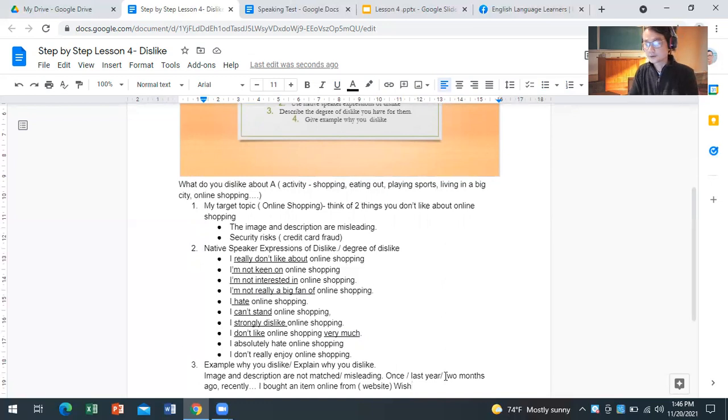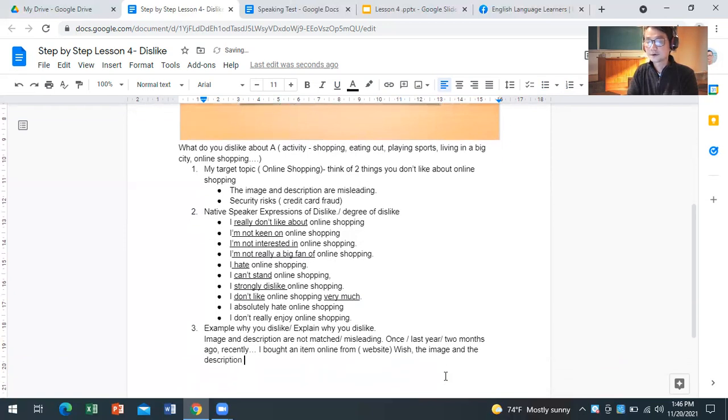The picture and the description on the website were very attractive. The image and the description of the item were very attractive, because I talk about what happened already, so I use simple past tense, "was very attractive." Okay. And what else? That is the reason why I decided to buy it.